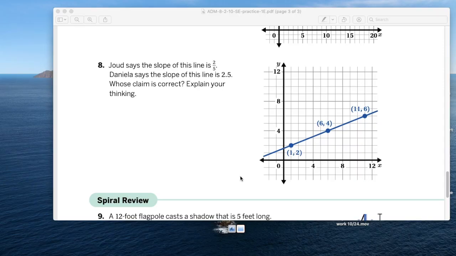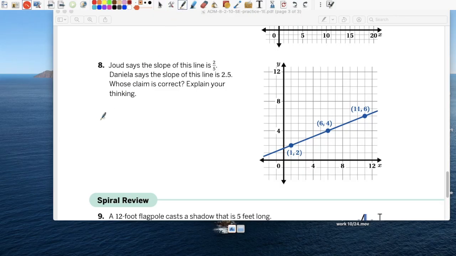Jude says the slope of the line is 2 over 5. Daniela says the slope is 2.5. Okay. Slope 2 over 5 or 2.5. But let's change 2.5 to a fraction because it's easier to understand. 2.5 as a fraction is the same. Well, if you change this to a fraction, it's 2 and a half. Everybody okay?